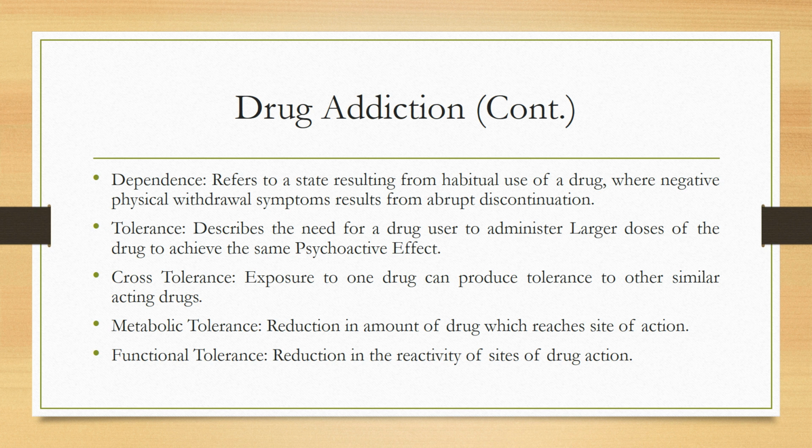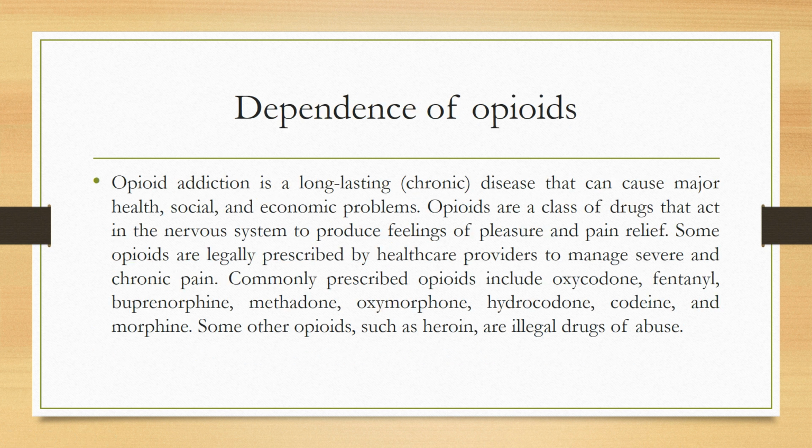So next is cross tolerance. Exposure to one drug can produce tolerance to other similar acting drugs. So the next term is metabolic tolerance. It is the reduction in the amount of drug which reaches the site of action. The next is functional tolerance. It is the reduction in the reactivity of the sites of drug action. So next is dependence of opioids.